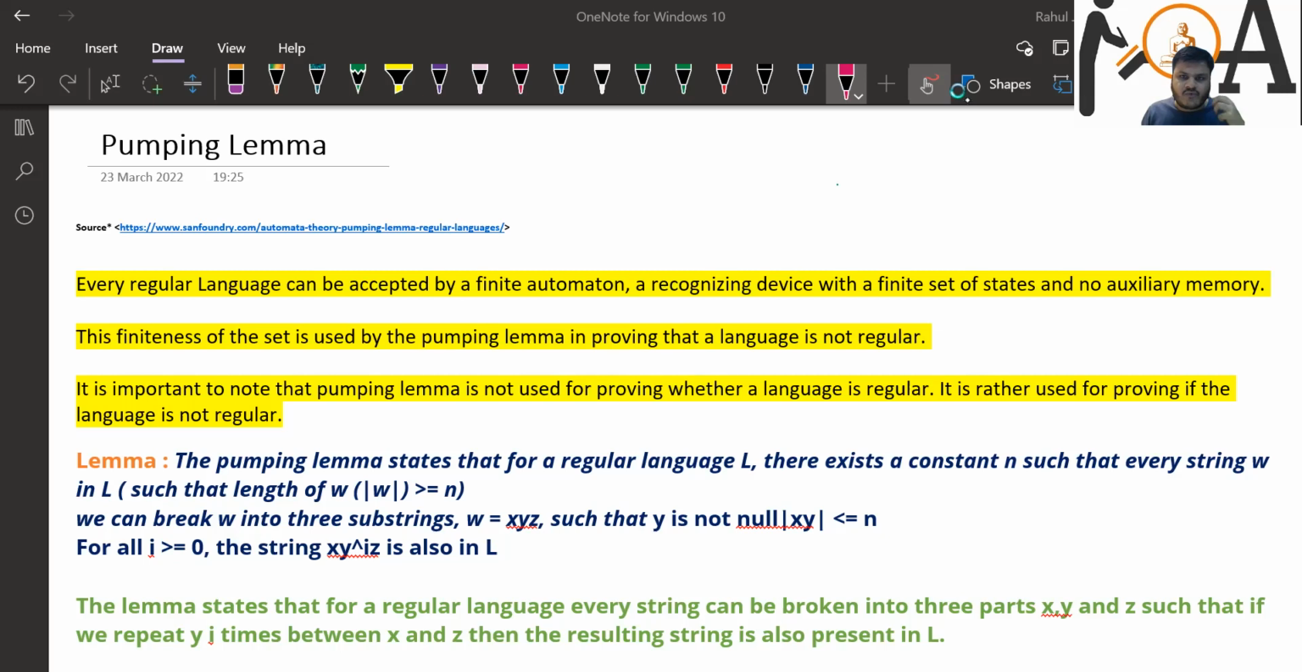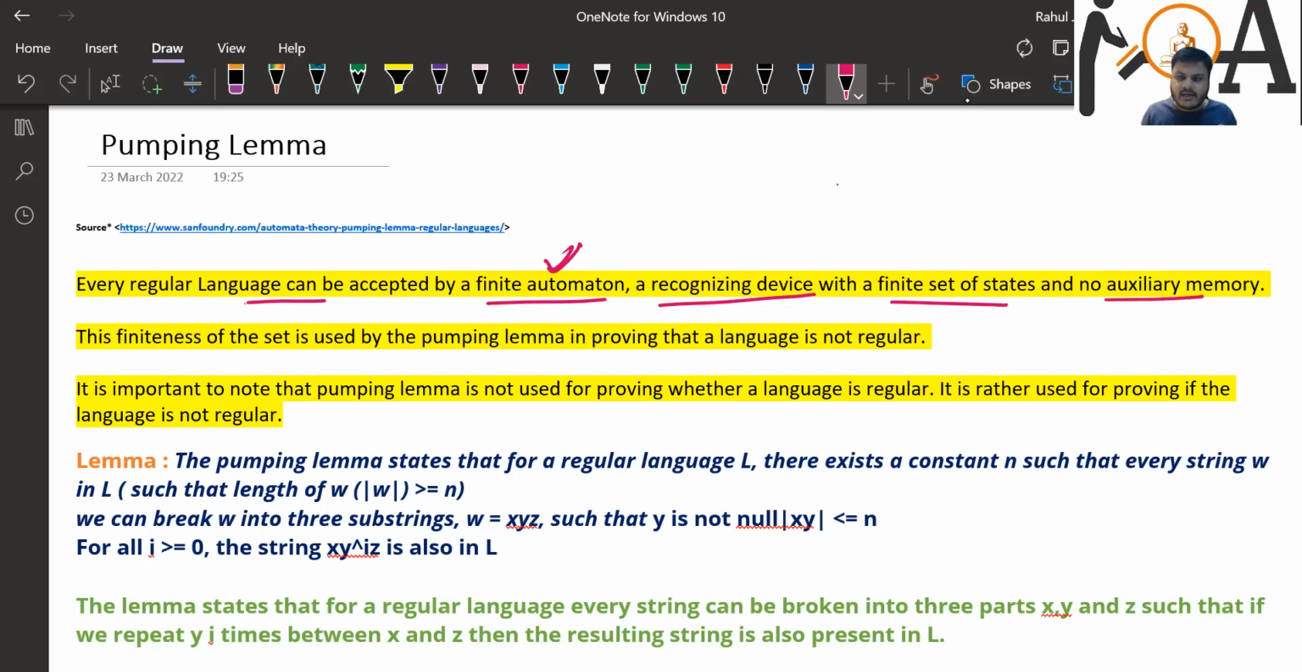Basically, in terms of regular languages, there is a great use of the pumping lemma to prove any non-regular language as non-regular. Focus. To prove any non-regular language as non-regular, we use the pumping lemma. The simple definition is every regular language can be accepted by a finite automata. You all know that every regular language can be accepted by a finite automata, a recognizing device with a finite set of states and no auxiliary memory.